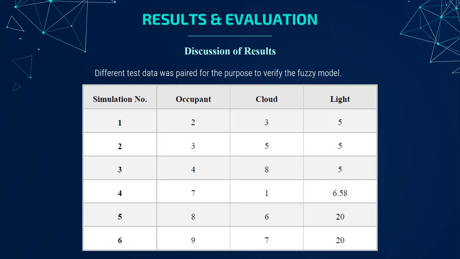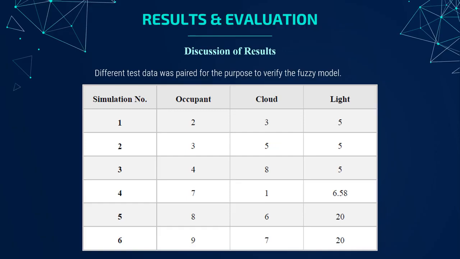Different test data was taken for the purpose of verifying the fuzzy model. The result of the simulation output was shown in the table. An input value of occupant that is less than 5 means that the occupant is absent, and vice versa. The standard deviations of cloud are 0 for low density, 5 for medium density, and 10 for high density respectively.